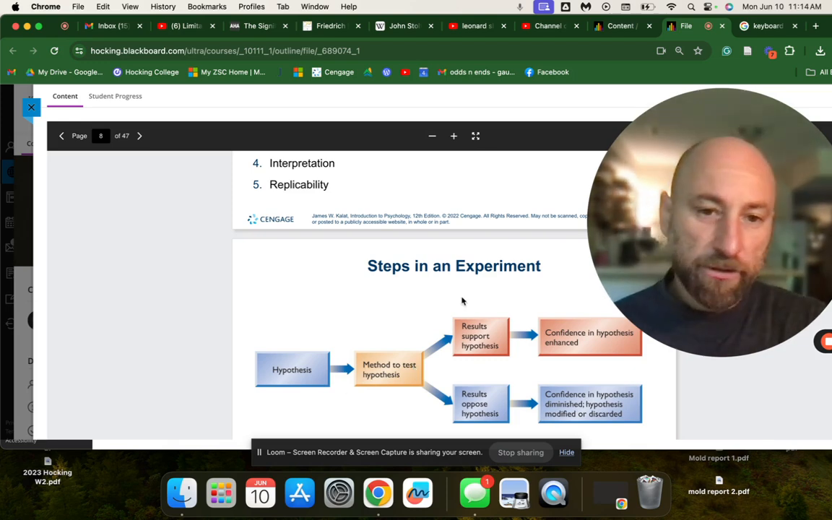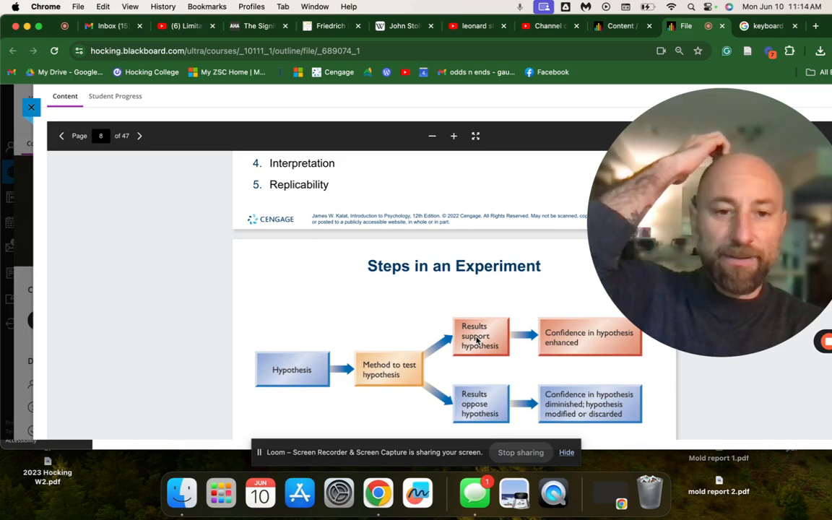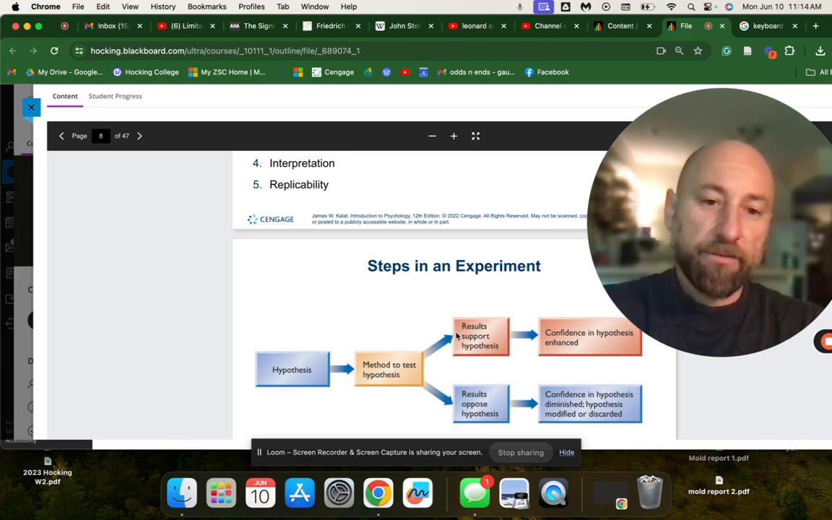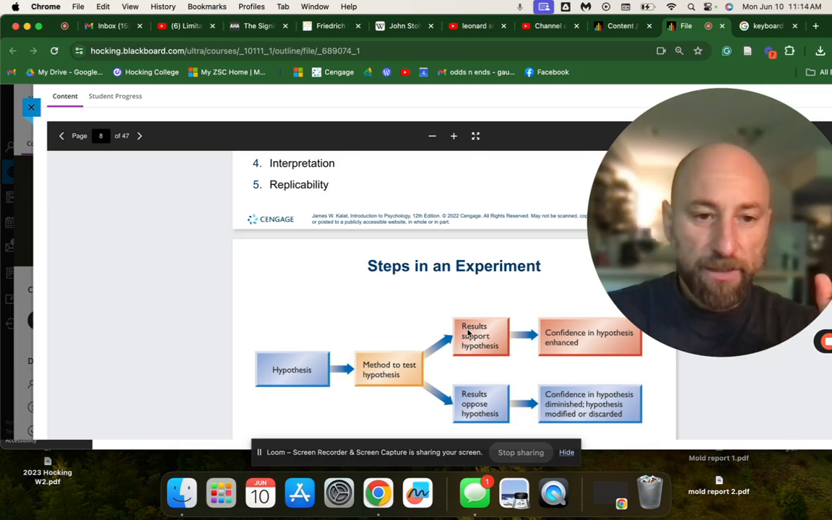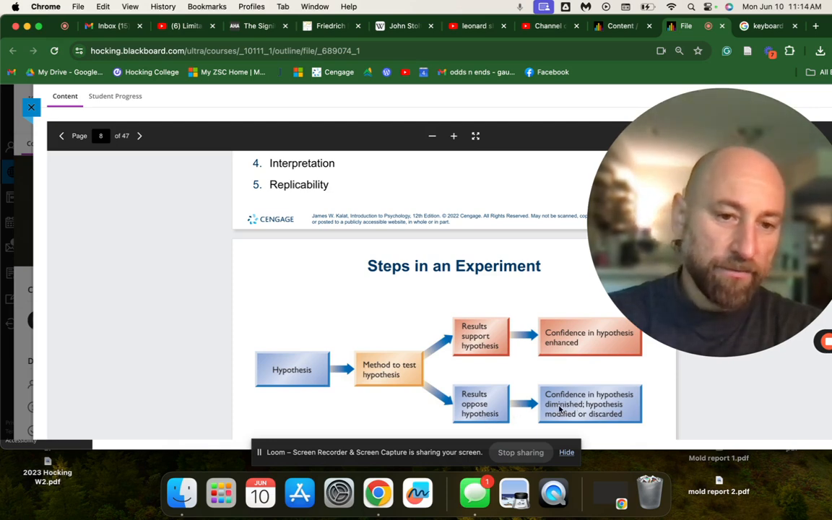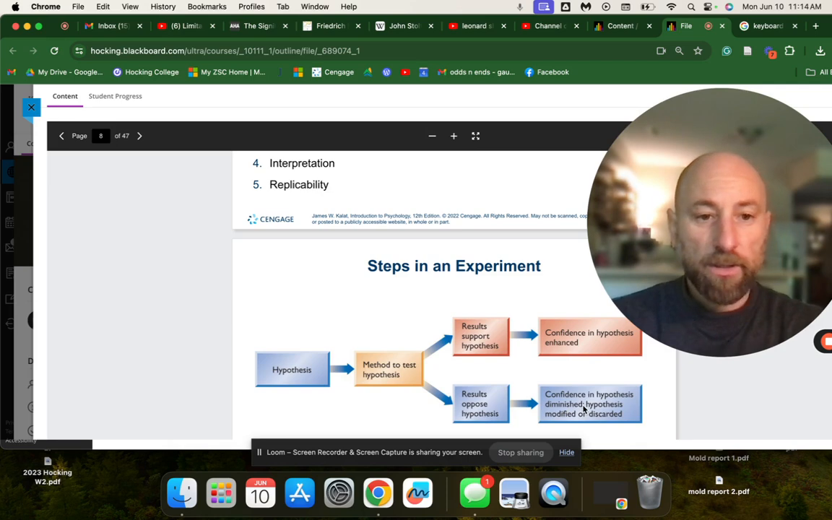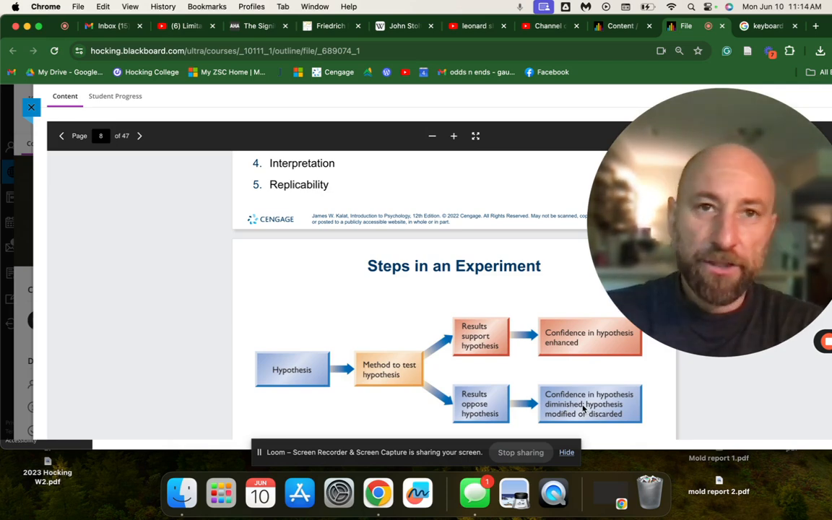Do we get results that support our hypothesis? So we measure their level of anxiety at the beginning of the session. We measure their level of anxiety at the end. We see if it supports or contradicts our hypothesis. If it supports, our confidence is enhanced. If it's the opposite, our confidence is diminished. But it's not, so maybe we think we're right, but maybe we think, you know what?